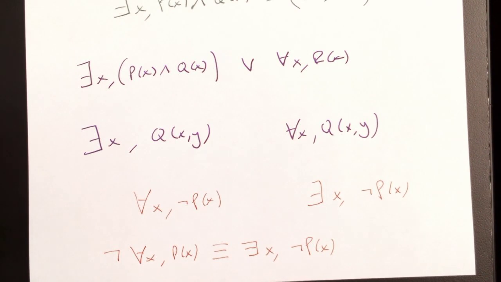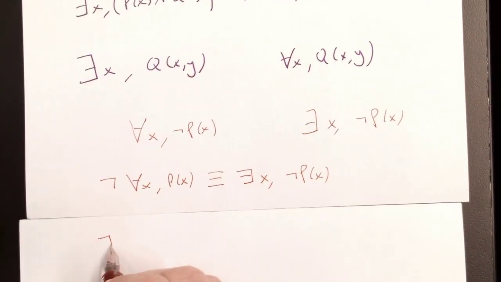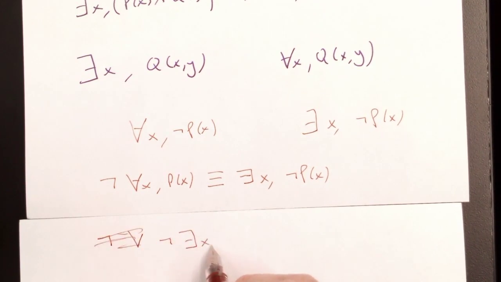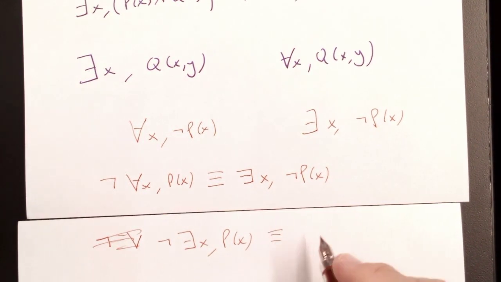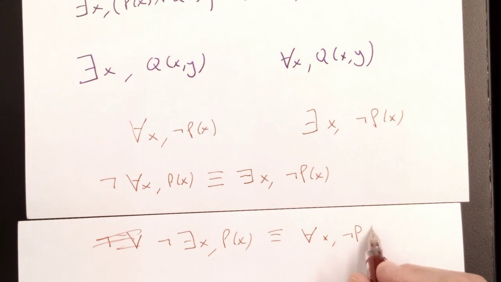On the other hand, it is not the case that there is some X where P of X is true. That's the negation on the outside of the or. That should become an and. These are just De Morgan's laws.